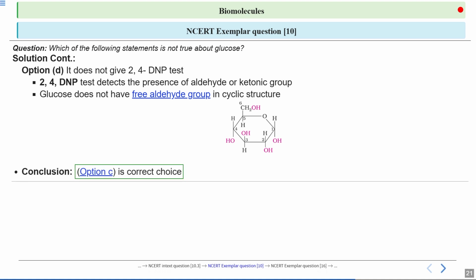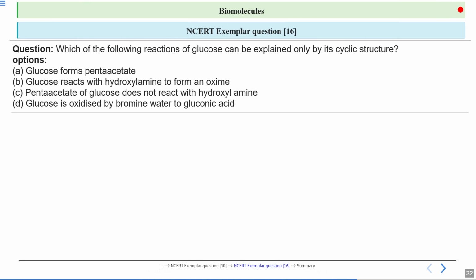So if we sum up, option C is the right answer for this question. Now let us move on to the next question.